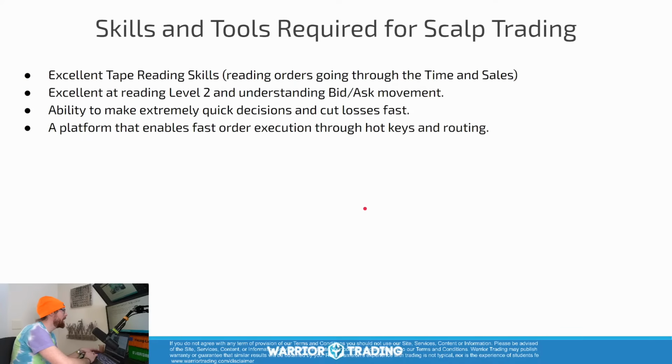All right, so some of the skills and tools required for scalp trading. All right, this is important. You need to be super good at tape reading. Your tape reading and your level 2 skills need to be on point. Understanding the bid and the ask movement, understanding the spread, being able to read and clearly see when there's big sellers on the ask. This is going to be critical for you being a successful scalp trader. If you're not good at tape reading, you're not good at reading the level 2, practice, keep practicing, try to get better, but it's going to be hard to be a good scalper if you're not good at that.